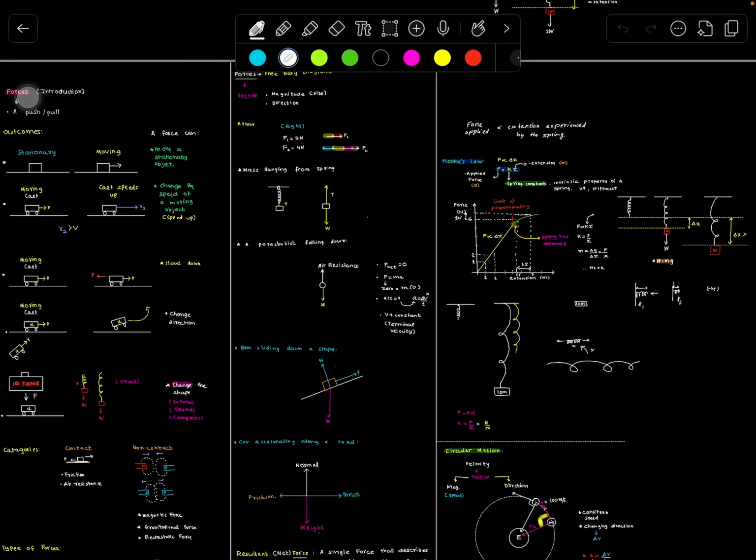Anyways, today I'm very low on energy. I had a very long day, so I'm going to try to push an hour and see what we can get done. My goal for today is to cover the notes for forces and do at least 15 fast paper problems. Okay, so let's get started.